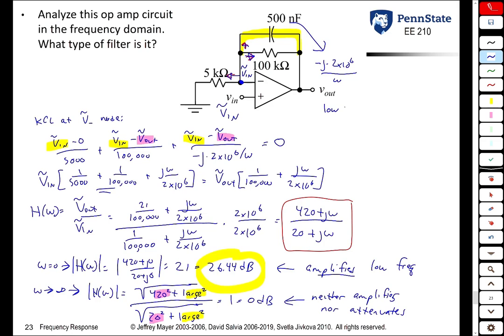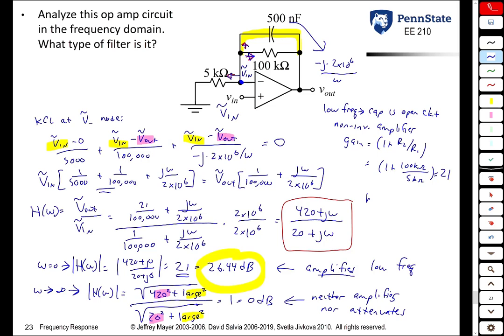At low frequencies, the capacitor is an open circuit. When it's an open circuit, this looks like a standard non-inverting amplifier, and the gain is 1 plus R2 over R1, which in this case was 1 plus 100 kiloohms over 5 kiloohms, or 21.